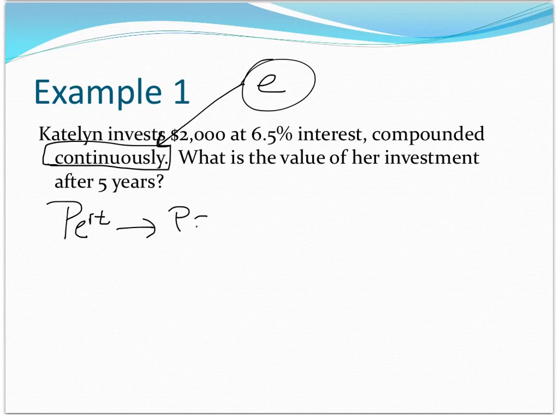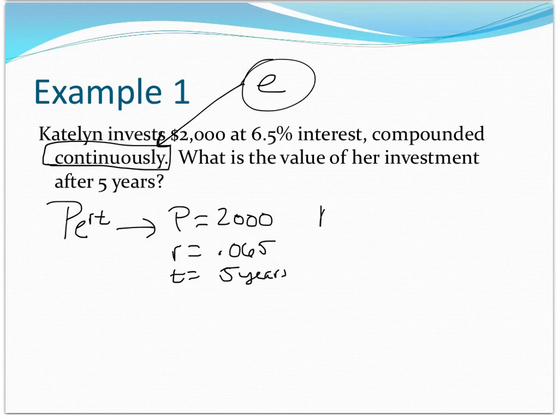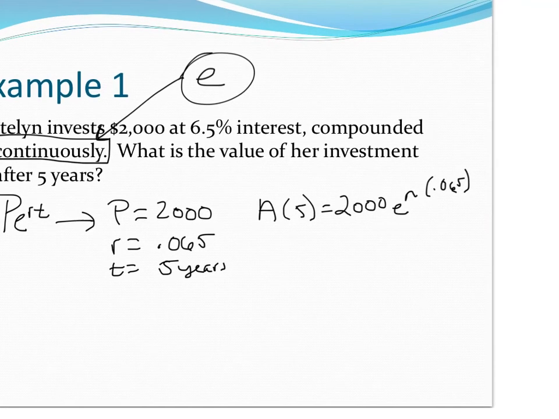So in this problem, P is equal to 2,000. r is equal to 0.065. Make sure you convert the decimal appropriately. And t is equal to 5 years. So amount after 5 years is equal to 2,000 e raised to the 0.065 times 5. Be careful that when you plug this into your calculator, this whole thing is in parentheses if you have the older software.